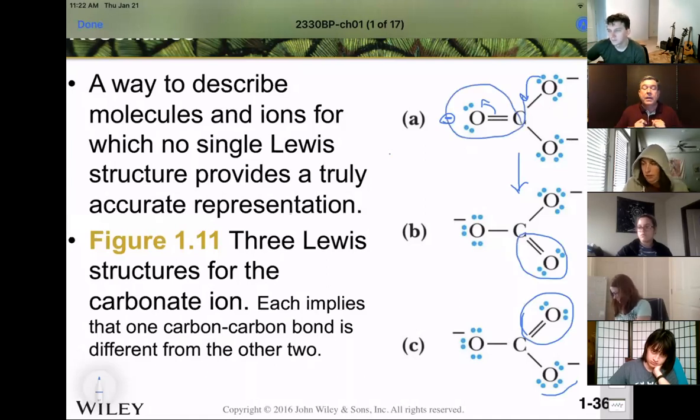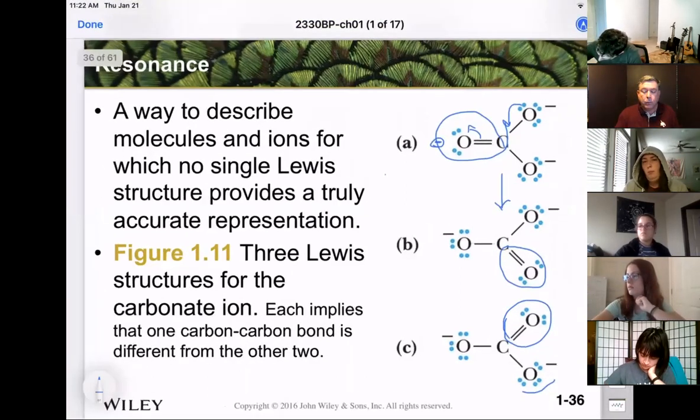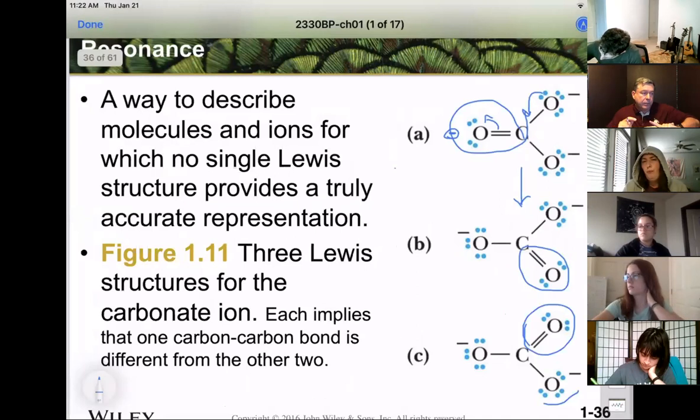Okay, so if this is possible and they all seem to be identical in electronegativity and charge, this is what we call resonance structure. If you can draw more than one Lewis dot structure that's valid for a species, they tend to have resonance structure.